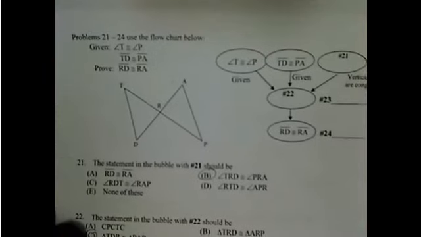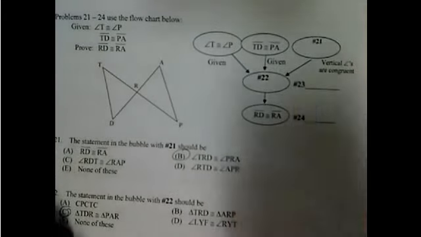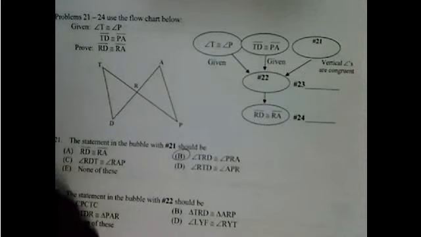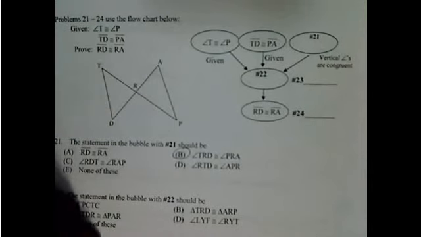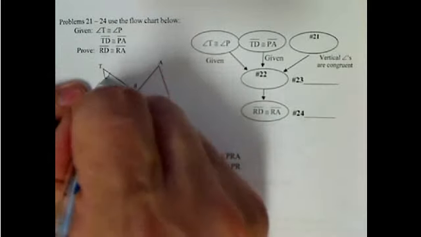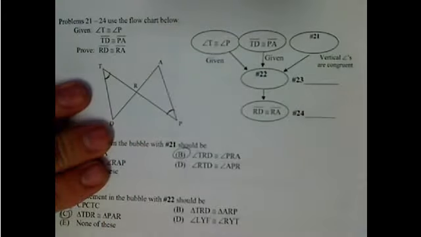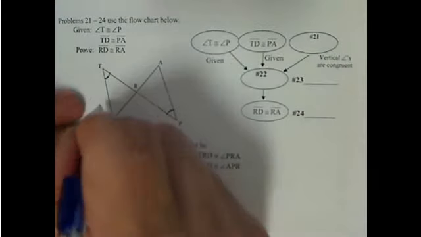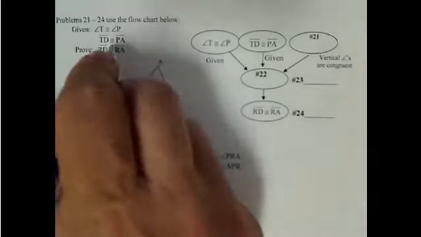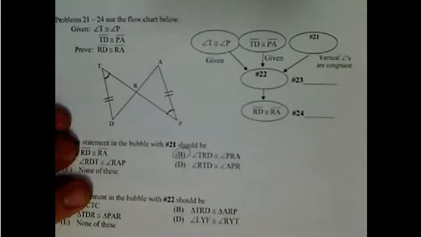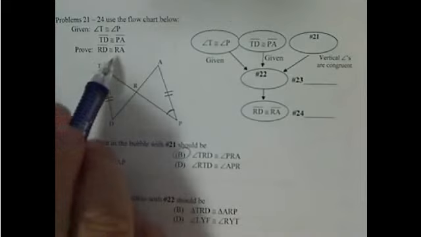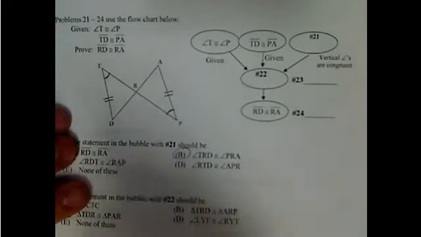Okay. For this next one, we're going to look at our basic proofs. And we're going to be filling out all these different rules. So there's a lot of different problems for this one diagram. So we're going to fill it all in up here, then answer all the questions. So first thing I'm going to do is mark up my figure. Angle T is congruent to angle P. So mark those. Side TD is congruent to PA. I'm trying to prove that RD is congruent to RA. So those are my two givens.